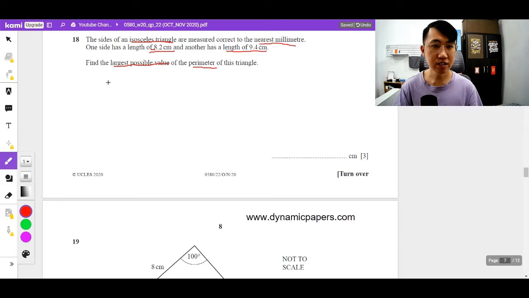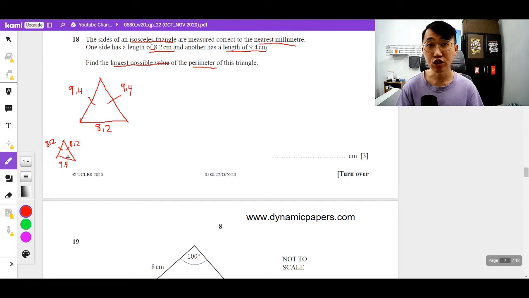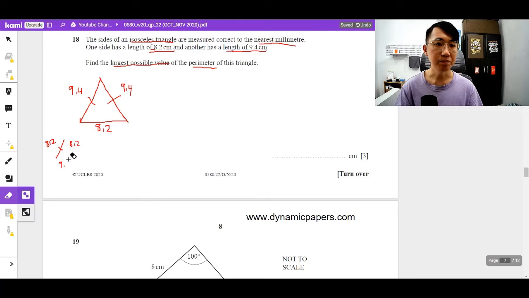Alright, first thing first, I suggest you to sketch. So isosceles means these two is having the same length, and then join. Alright, now when you see the question, they wanted to have the largest possible value. Definitely this is going to be your 9.4, right? 9.4, 9.4, and 8.2 is going to be this length over here, right? Because when you have this combo 8.2, 8.2, and here 9.4, definitely not going to give you the largest perimeter. Okay, so remember that they already tell you the lengths over here.